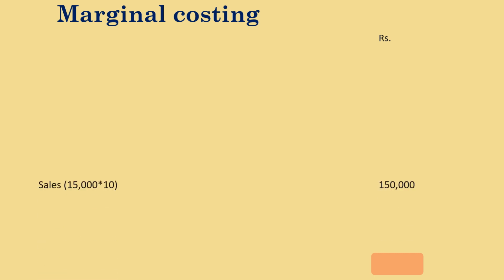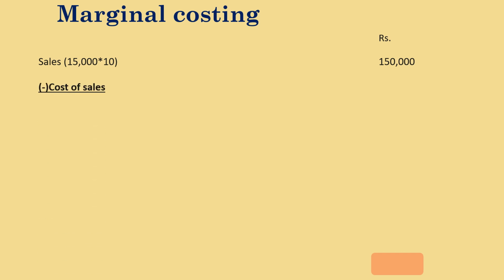Let's prepare the marginal costing income statement. First we are going to start with the sales. Since they are going to sell 50,000 units of toys, that should be multiplied with the selling price. So the sales revenue is 150,000. From that value, we have to deduct the cost of sales. Here, we are going to take the variable cost only, which is 6 rupees.